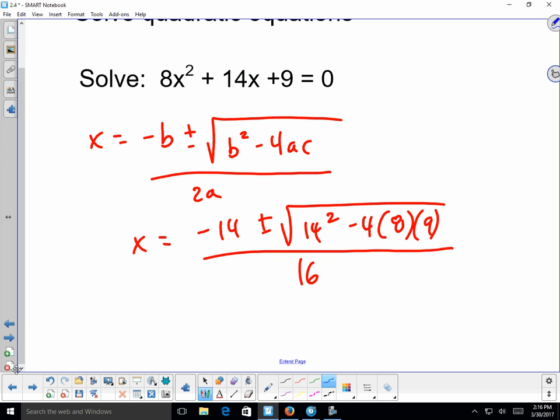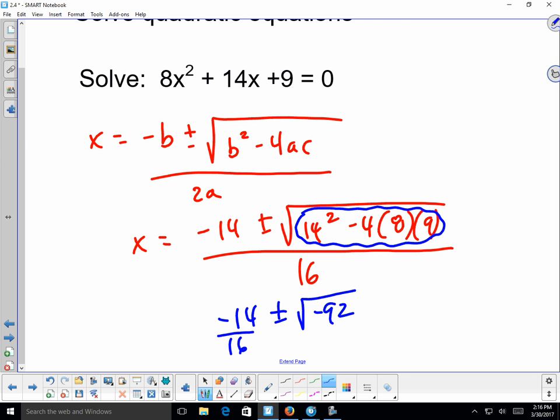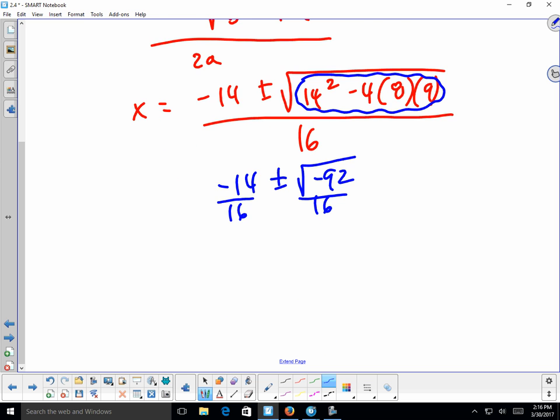So the reason why Dan got non-real calculation is because this number that's underneath the radical is negative. Agreed? So what does that number turn out to be? Negative 92. So I get negative 14 plus or minus square root of negative 92 all over 16, which I'm going to split up so I have two separate fractions like this. Are we okay with this? I know that negative 14 over 16 can be reduced to negative 7/8.